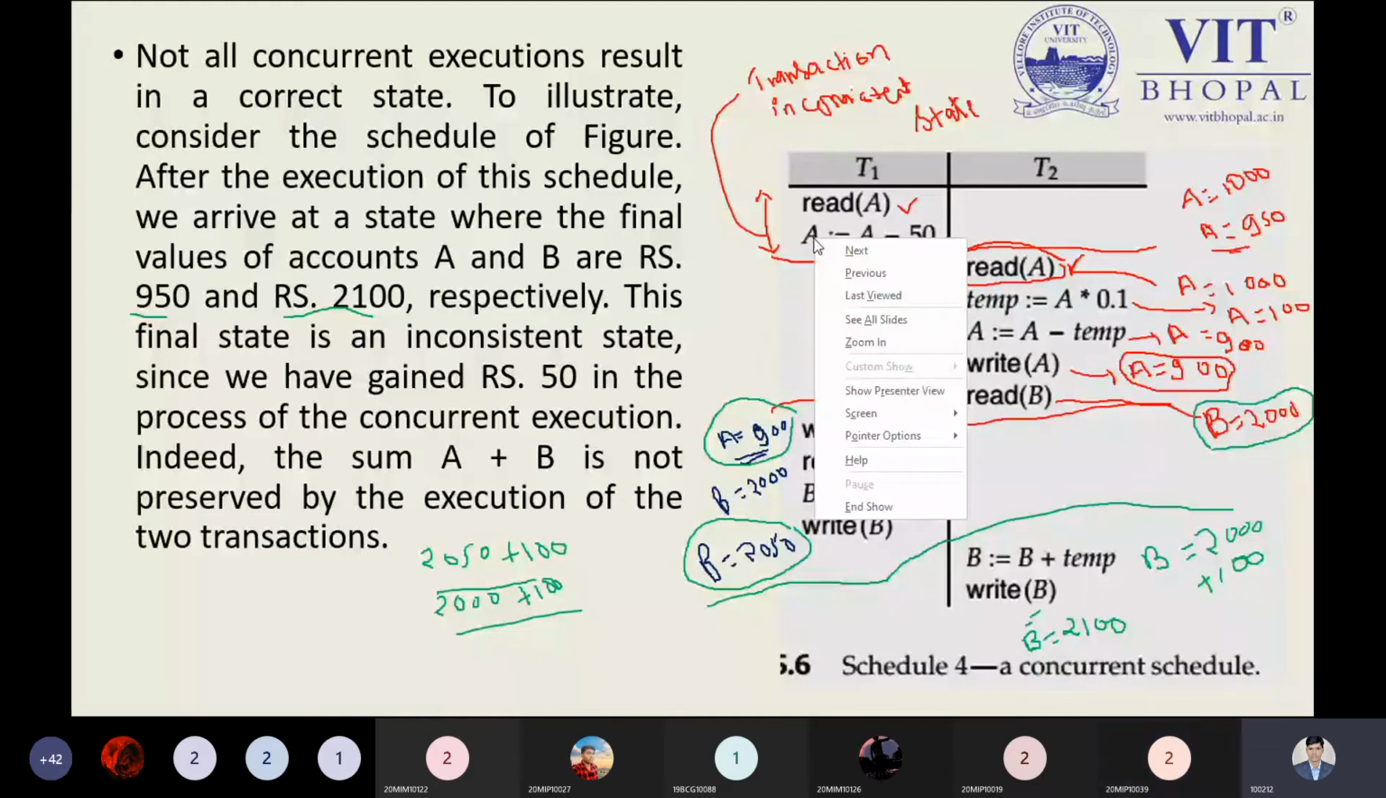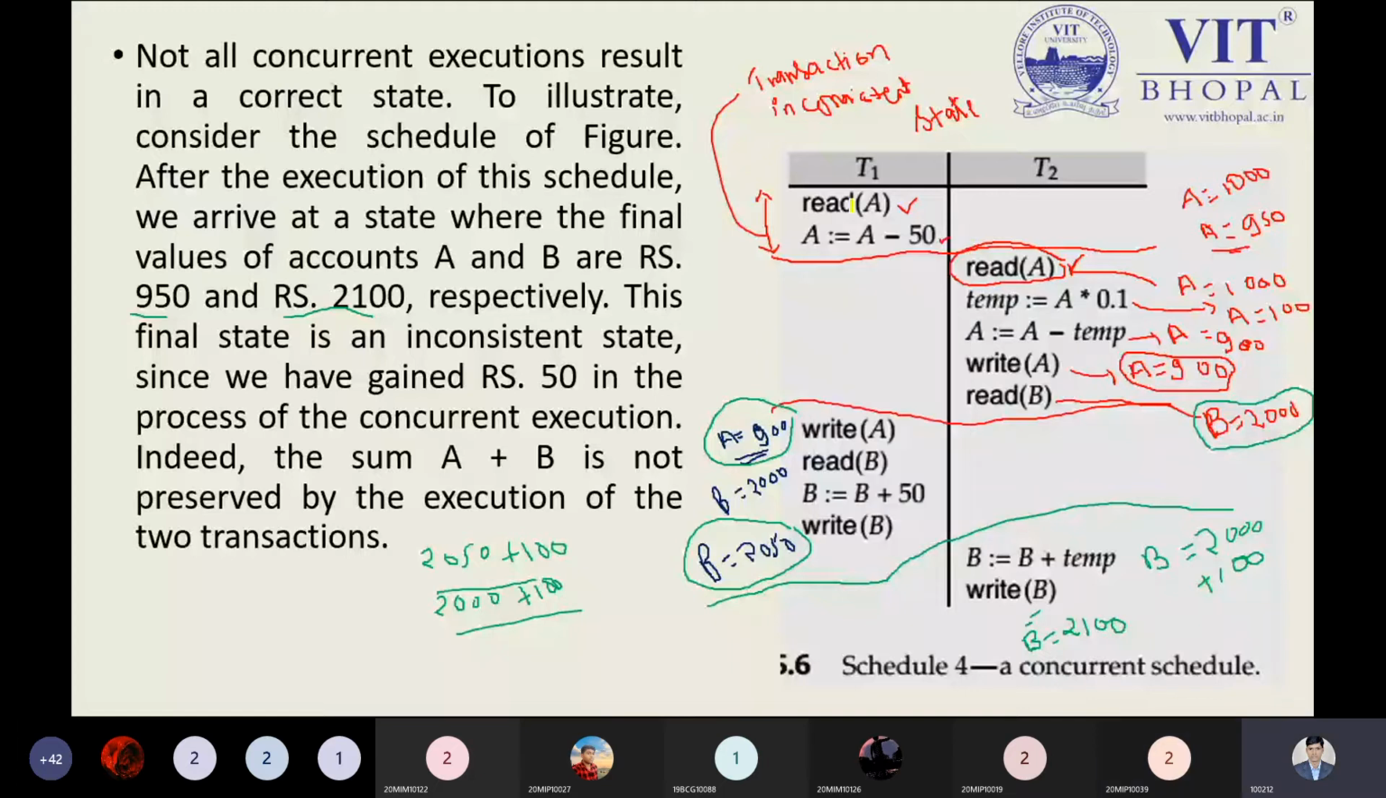Can you tell me the operation? So in T2, write A, right, so this was the 900. If we just omit the operation, okay, you are saying we can omit this operation. Okay, so no problem, you can omit it. So what you can observe over here is that we are trying to find the read A.